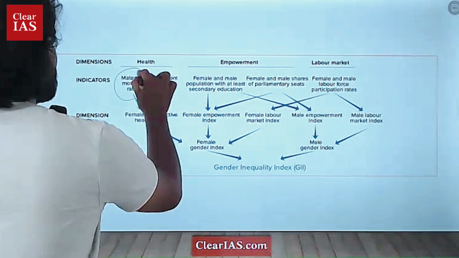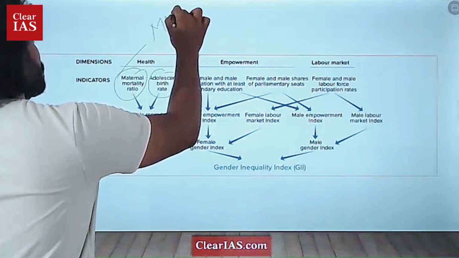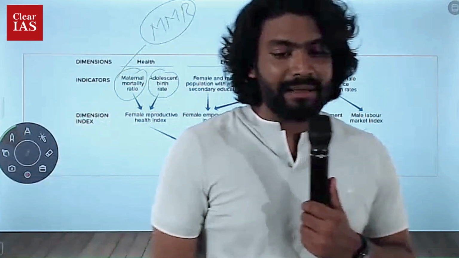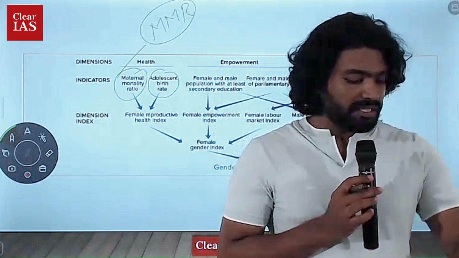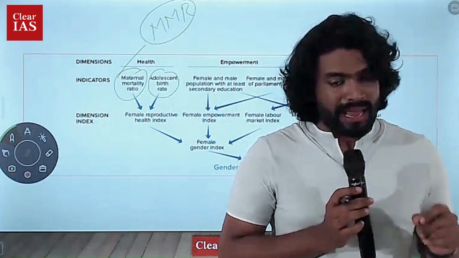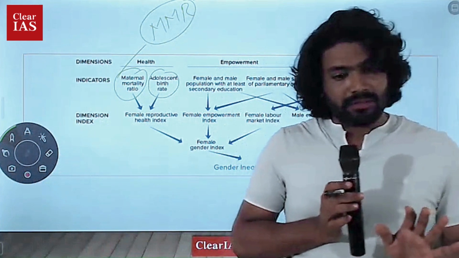First one, maternal mortality ratio, and adolescent birth rate. What is MMR? Maternal mortality ratio. Very, very important. The definitions of these measures should be known. I have taught this, if I remember correctly, in economic geography.